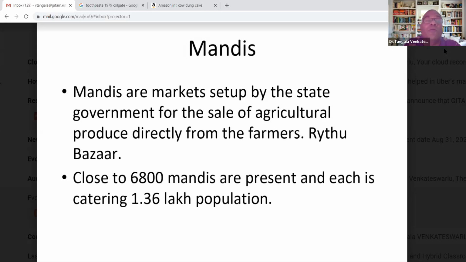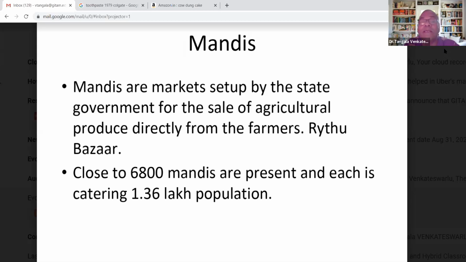So coming to mandis, what are mandis? Have you heard about this word called mandi? Mandis are markets set up by the state government to sell agricultural produce directly from the farmers. You can see Raitu Bazaar is called a mandi. Farmers display their product and sell it to consumers. There are 6,800 mandis present, each catering to 1.36 lakh population.